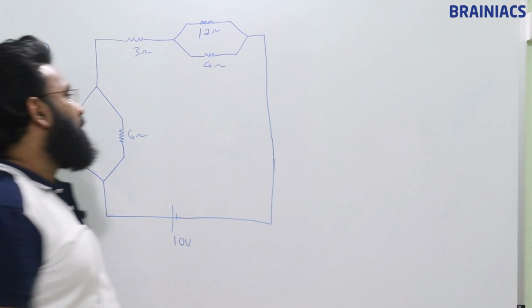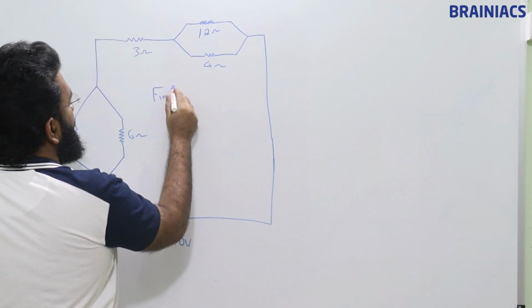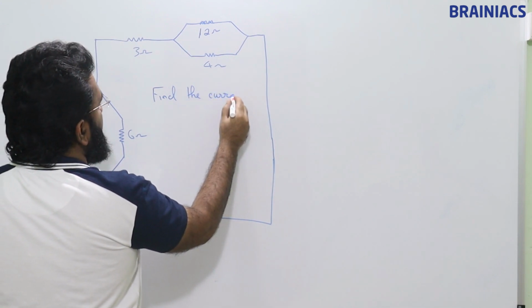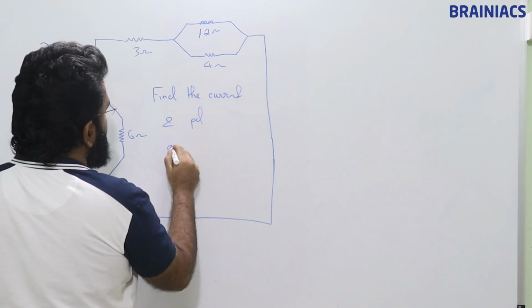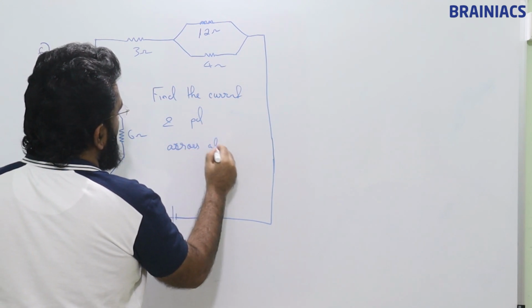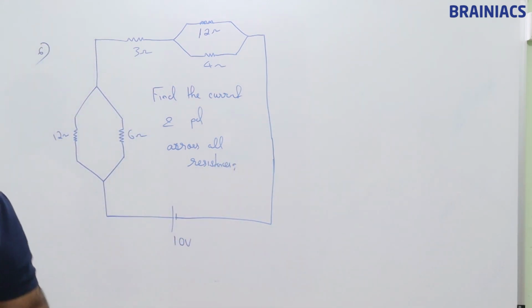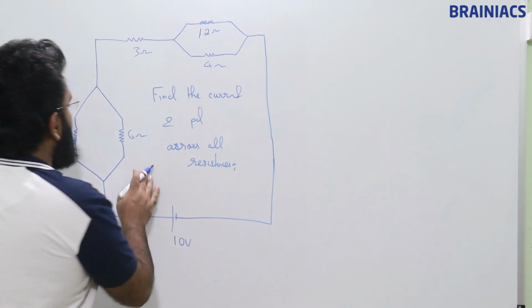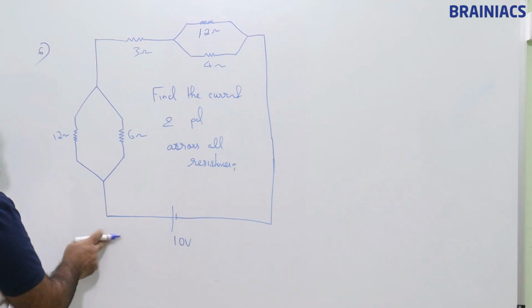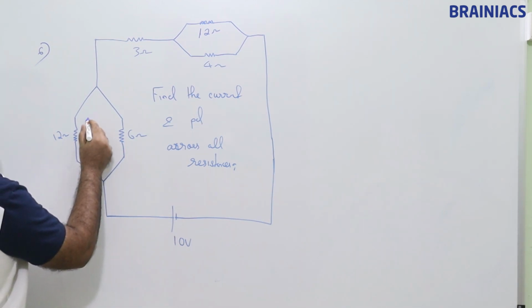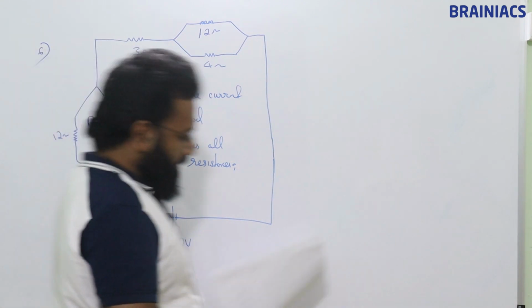Find the current and potential drop across all resistances, across all resistors. Okay, so how to find? So here, first we need to find the current that is coming from here. So here we need to find R equivalent. So what is R equivalent?